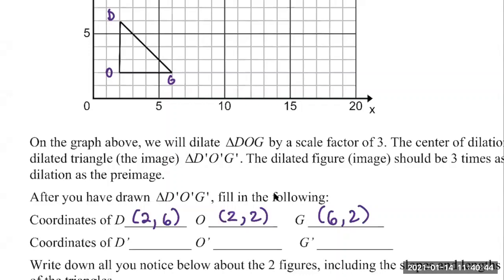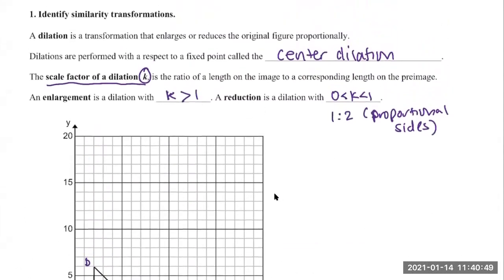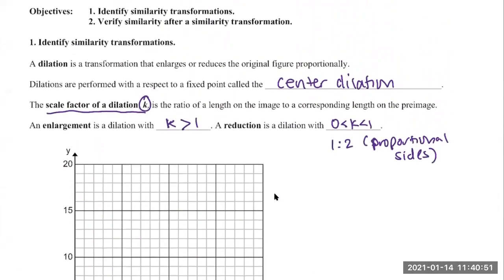Okay, so algebraically speaking, after you guys have the coordinates of your original pre-image and you know what the scale factor of that dilation is, does anyone know algebraically what you can do without even having to plot those points? How would you come up with what D prime, O prime, and G prime are, given the original coordinates and the scale factor? Does anyone know? What do you do to come up with the new coordinate points?